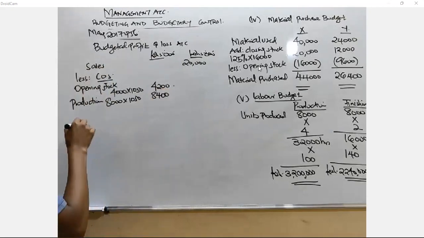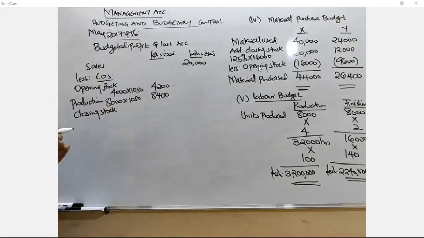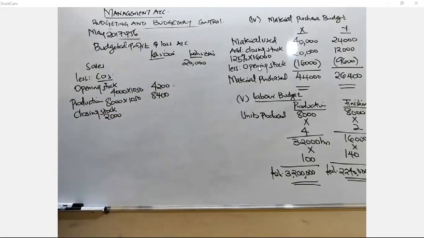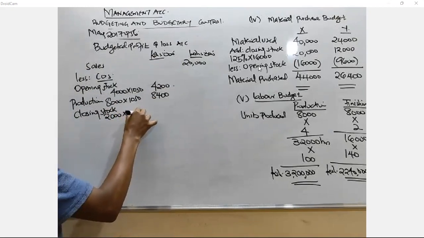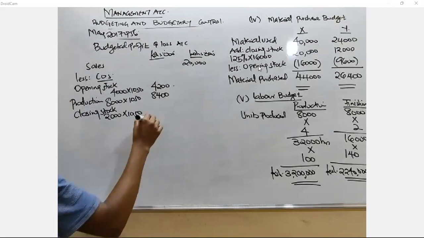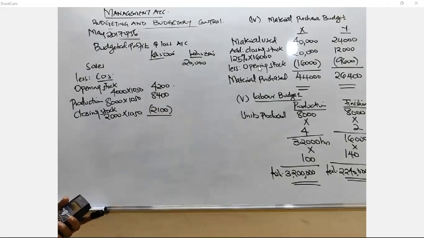Then we have the closing stock. How much is our closing stock of the finished goods? Remember we said the closing stock of the finished goods is 2,000, when we were calculating the units produced. So the 2,000 you multiply by 1050. So 2,000 times 1050, we are getting 2,100. So what is the total of the cost of sales? It will be 4,200 plus 8,400 minus 2,100, getting 10,500.